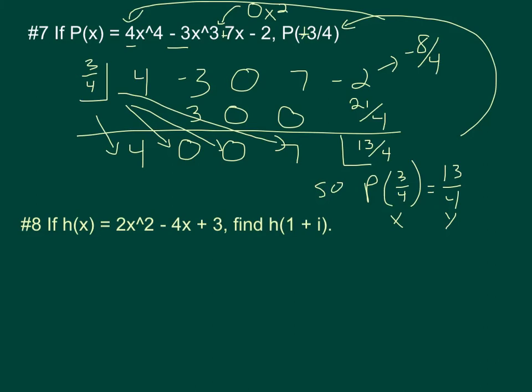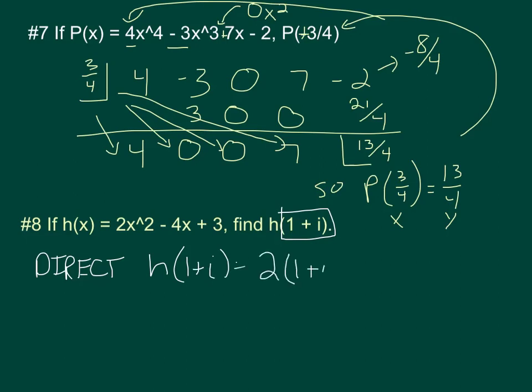All right, and finally, example number 8. Now, here I've given you a binomial that includes the complex unit. We're not going to do this one synthetically. We're going to do this one with direct substitution. This is what you're used to. You've been doing this since pre-algebra. So h of 1 plus i is the same as 2 times 1 plus i squared minus 4 times 1 plus i plus 3. And just expand and simplify.